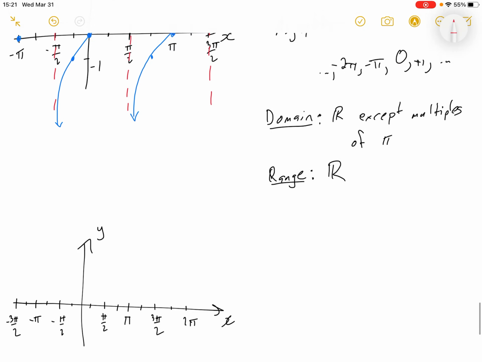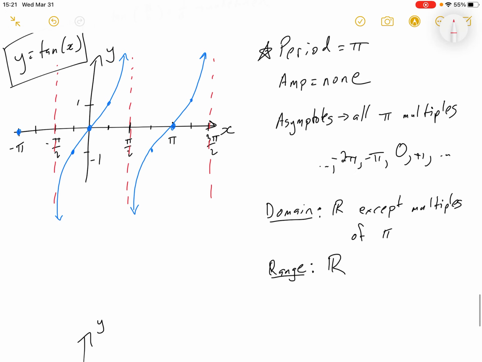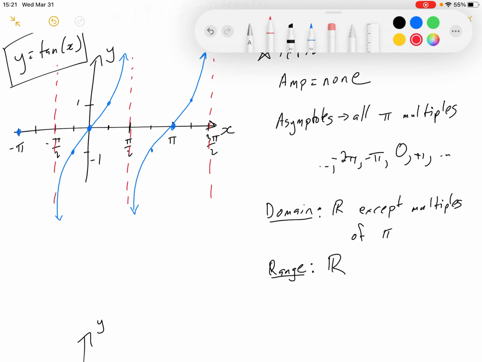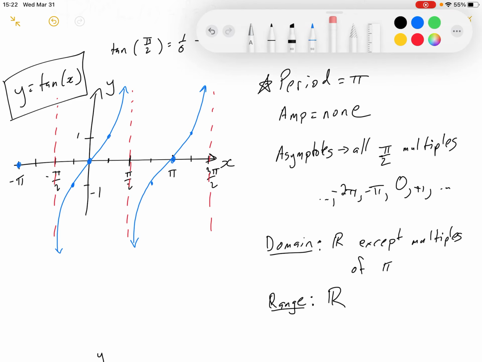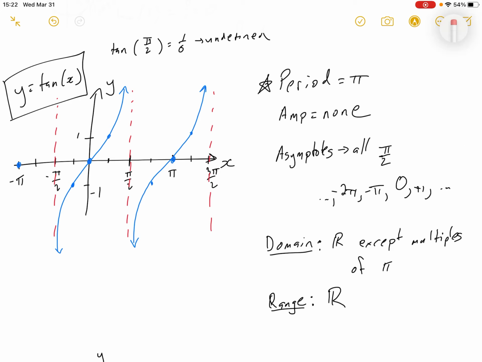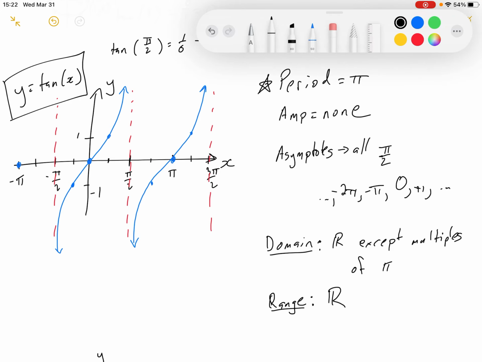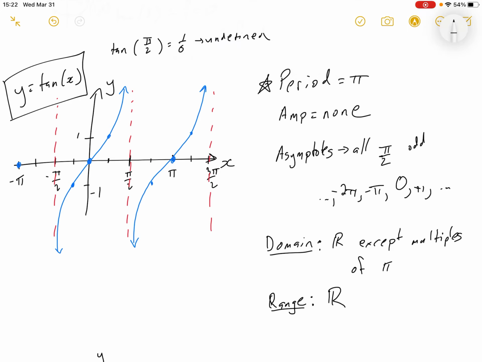The asymptotes in this case, shoot, I just realized I messed this up. This should say the asymptotes are all pi over 2. I was writing down all the zeros. All pi over 2. And just like I did before, that should actually be odd multiples. Sorry for the error there.